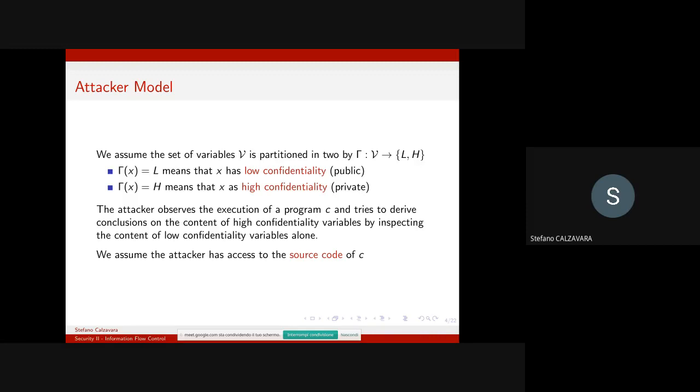So low confidentiality and high confidentiality variables, respectively. What is the goal of the attacker? We assume that the attacker has access to the public variable, so the attacker can inspect the content of the public variable, and the goal of the attacker is to infer something about the content of the private variable just by inspecting the public variables alone. We also make the assumption that the attacker is not only able to observe the memory, but is also able to observe the source code of the program which is executed.